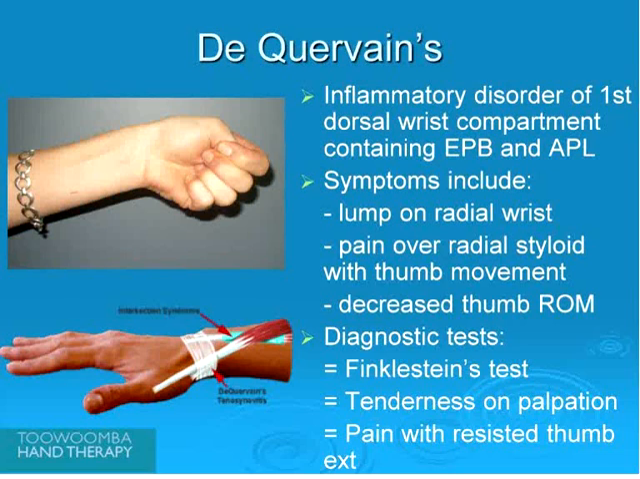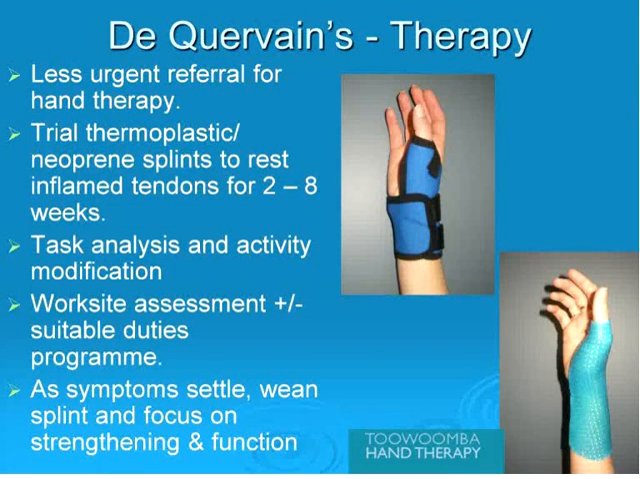The other option is to talk to their GP about a cortisone injection and whether that would be beneficial, and then that reduces the amount of time they need to be in the splint. And that's just for them to discuss with you. We'll fit in with whichever approach you think is best. And during the time that they're resting in the splint, we again look at activity modification and the work site assessment. And once things have settled down, then we start looking at the strengthening side of things so that it doesn't return.